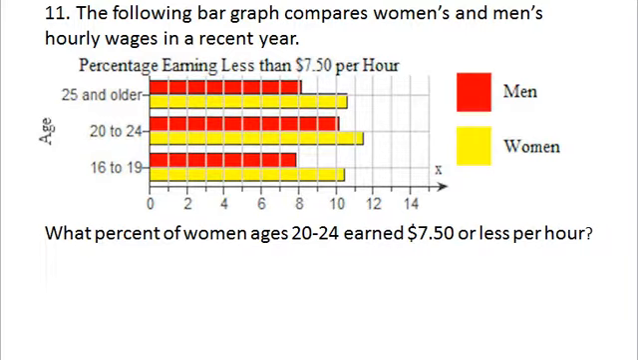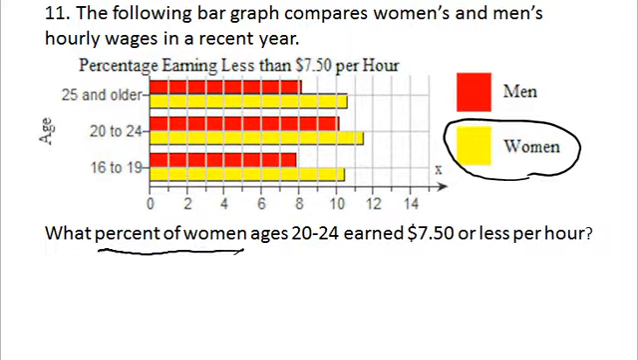The following bar graph compares women's and men's hourly wages in a recent year. And on the vertical axis, they're telling you the age group, and horizontally, they're listing the percentages. The red or orangish color is for men, and the yellow color is for women.